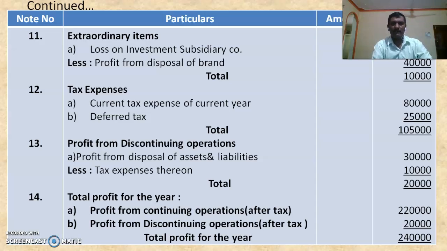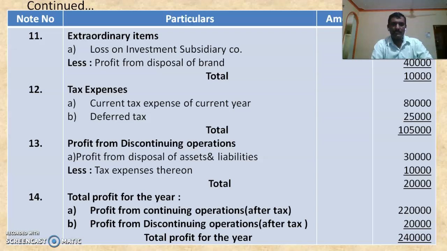And after that, we have a note related to the extraordinary items. They were given the information about loss as well as profit on extraordinary items. In this case loss is higher than the profit, and it leads to a negative figure. So this negative figure is to be taken to the statement of profit and loss as subtraction from the profit before extraordinary items and tax.